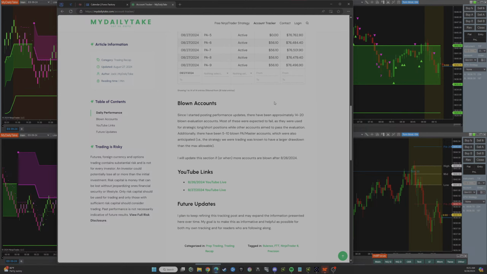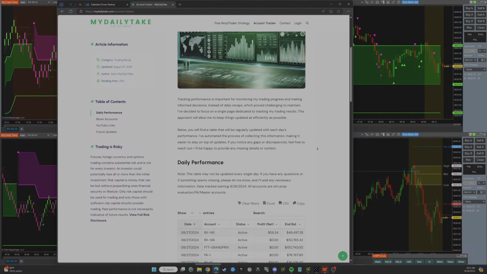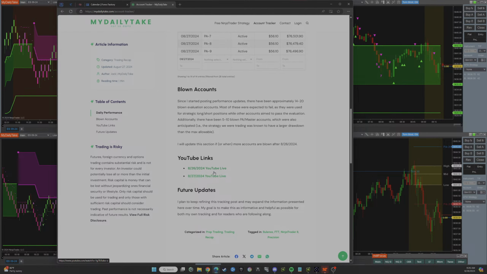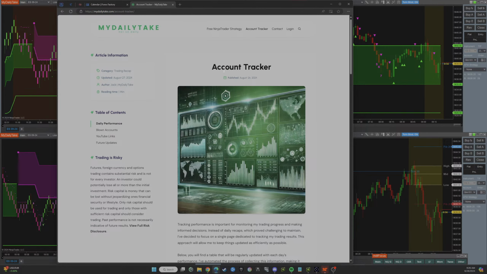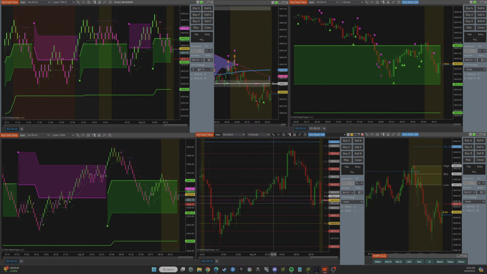I'll build this out a little more once we get a little bit more information. Also, I'll start putting blown accounts here. If we get to a payout situation, I'll also start tracking payouts. And then I'm also putting in any YouTube links down here. And we'll see what happens. This will probably change around until I figure out how I want to manage it. But take a look at what is happening in the market.